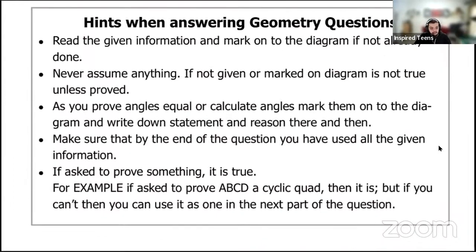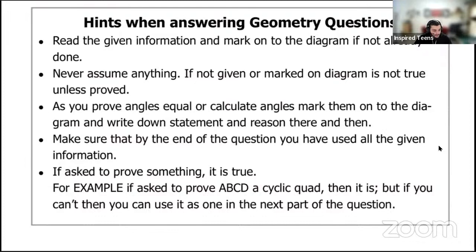If asked to prove something, it is true. For example, if asked to prove that ABCD is a cyclic quadrilateral, then it is. But if you can't, then you can use it as one in the next part of the question. So please, nobody's going into the question where they say prove something's a cyclic quad, and then you formulate a whole theorem, a whole 6-line question and answer, 6, 7, 8, 10 lines, proving that it's not a cyclic quad.